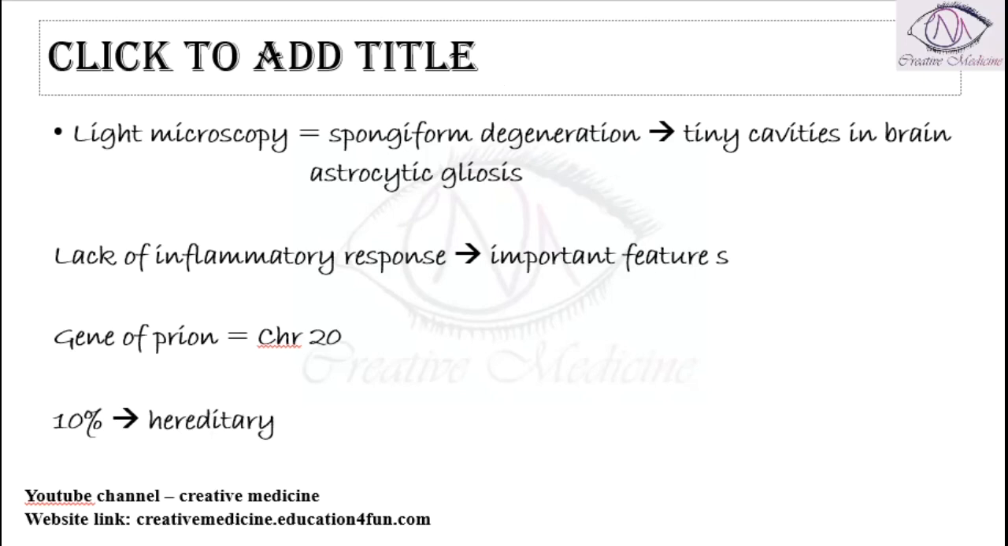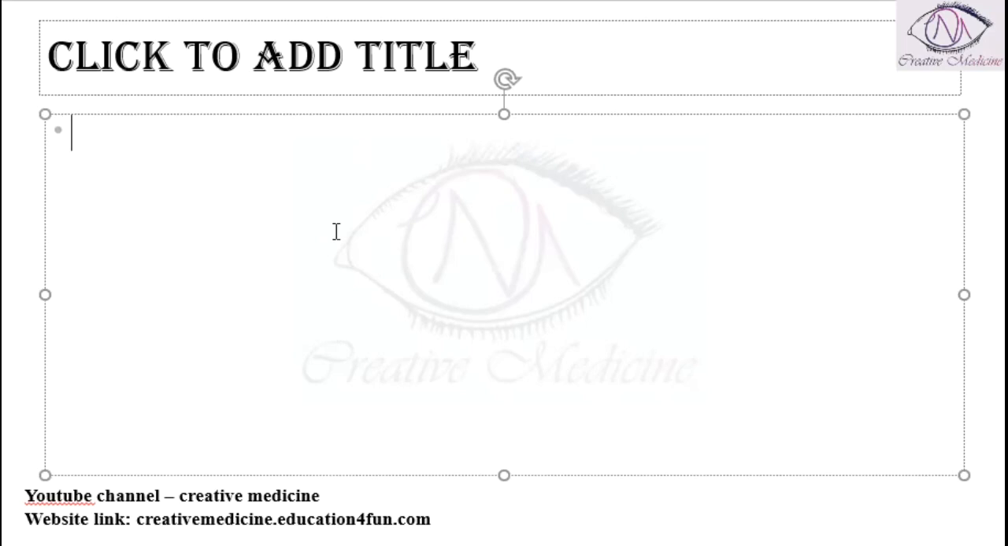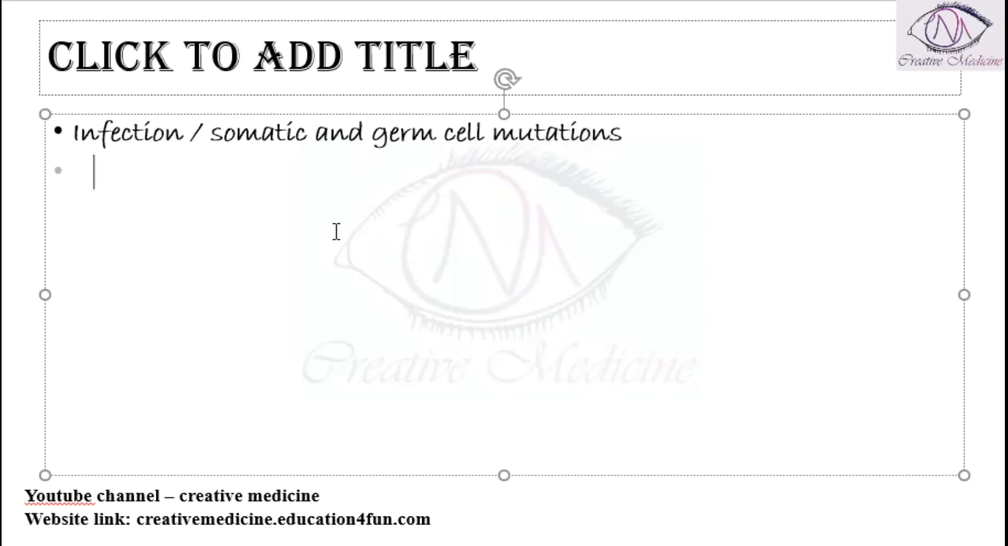So the illness here can either develop from infection, or it can occur due to somatic and germ cell mutations. Either of these can result in Creutzfeldt-Jakob disease. In Creutzfeldt-Jakob disease, there is a marker, 14-3-3, a protein marker which is seen in the CSF.